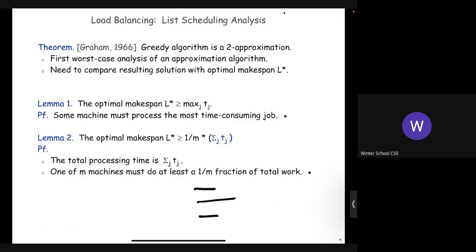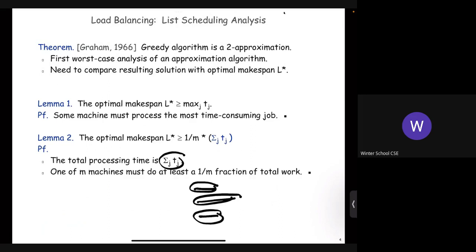So if I sum this time plus this time and this time, the total time of each machine, will it be equal to the total time of each of the jobs? So that's exactly summation Tj. Now summation Tj is a quantity, right? Now if every machine takes strictly less than that divided by M, and there are M machines, is it possible? Because the total is summation Tj.